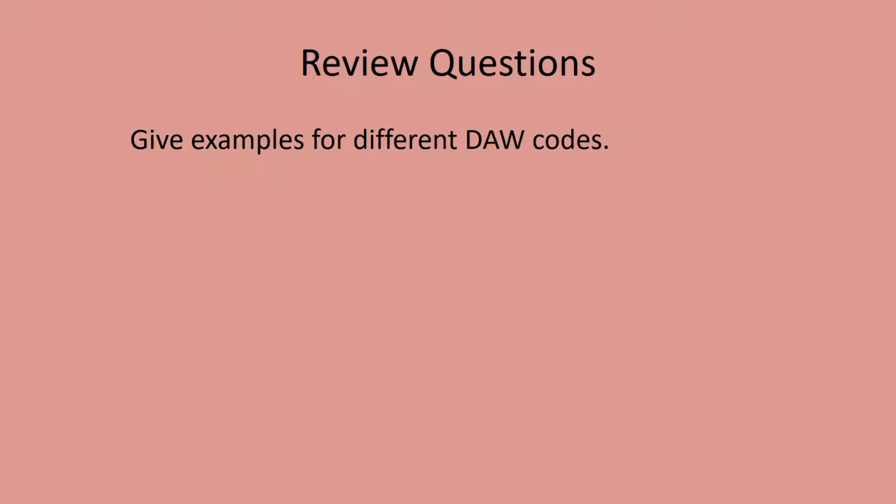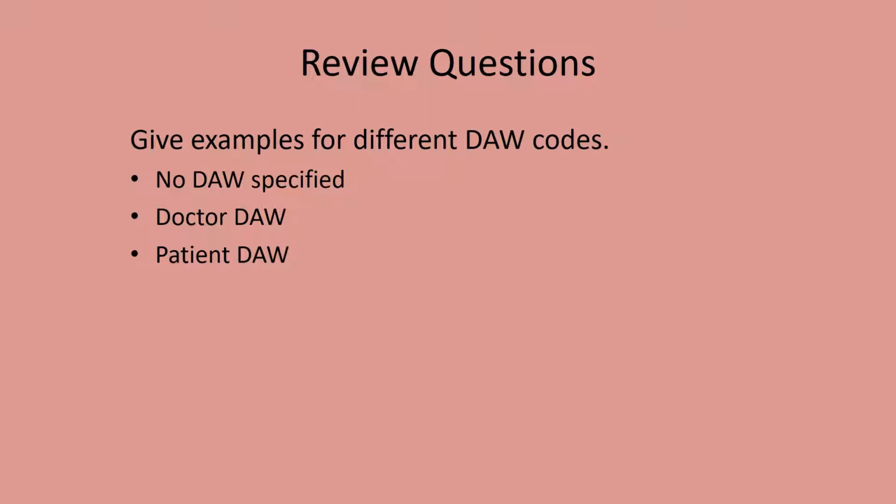Review questions. Give examples of different DAW codes. So first of all, what is DAW? DAW is dispensed as written. So usually it's the doctor. But if there is no DAW specified, that can be initiated as well. So the main thing is for the insurance company to justify the cost of the medication. Doctor DAW, so if it's a brand, then the insurance company will know why it's a higher cost. The doctor wanted it.